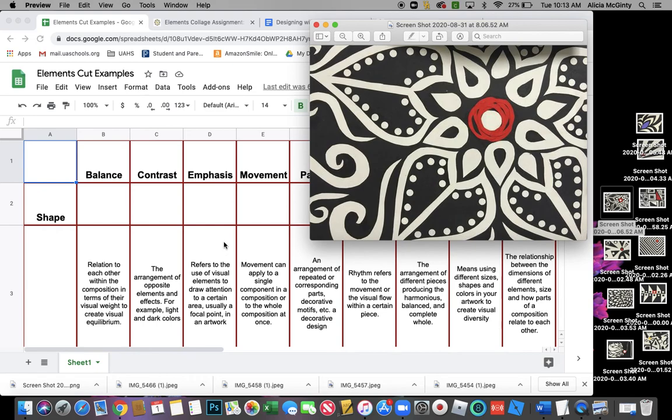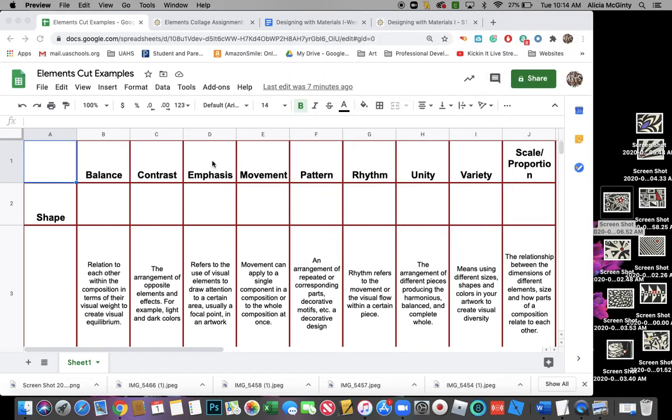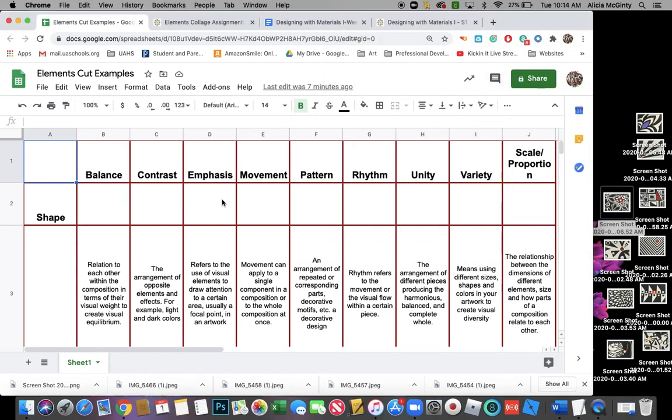And the definition of emphasis refers to the use of visual elements to draw attention to a certain area, usually a focal point in an artwork. And I think they did a really nice job. They also used these kind of paisley flower petals to pull your eye upward and then downward to these larger ones. And then these guys kind of bring my eye back towards the center. So they did a really nice job. So I would take this one and I would put it in emphasis.